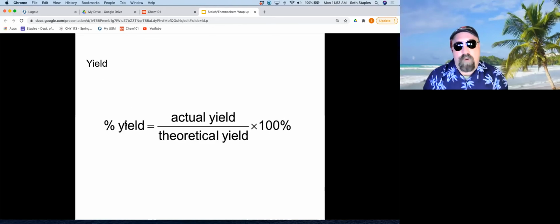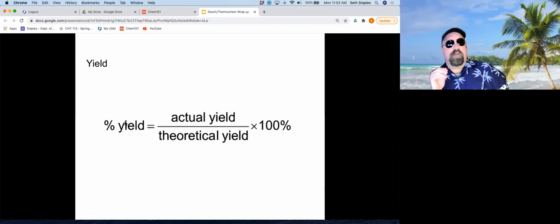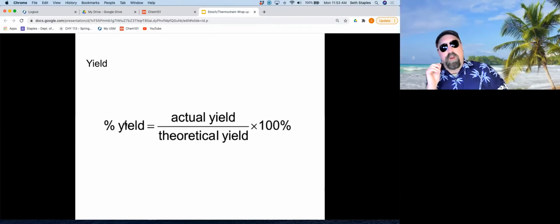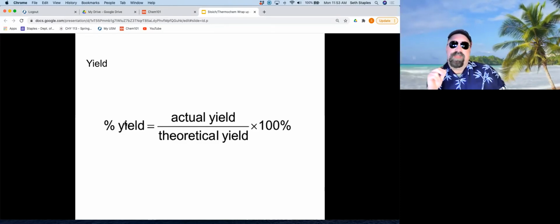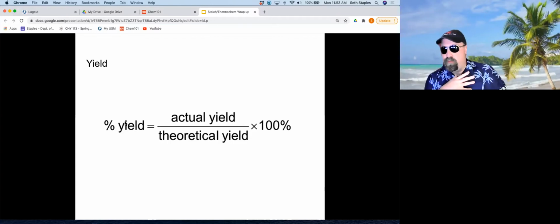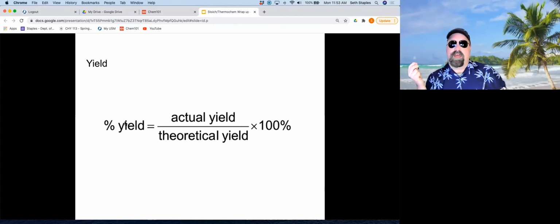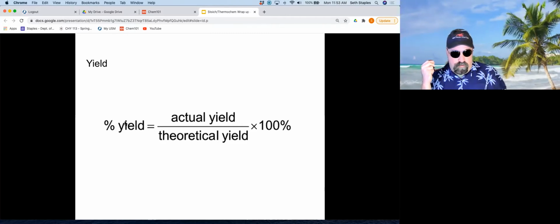We also have what we call our percent yield. Remember, when we do out a stoichiometry problem, what we are actually calculating is the theoretical yield. In other words, if everything goes perfectly, 100%, and I recover all of the product that I should make, that's how much we should actually make.